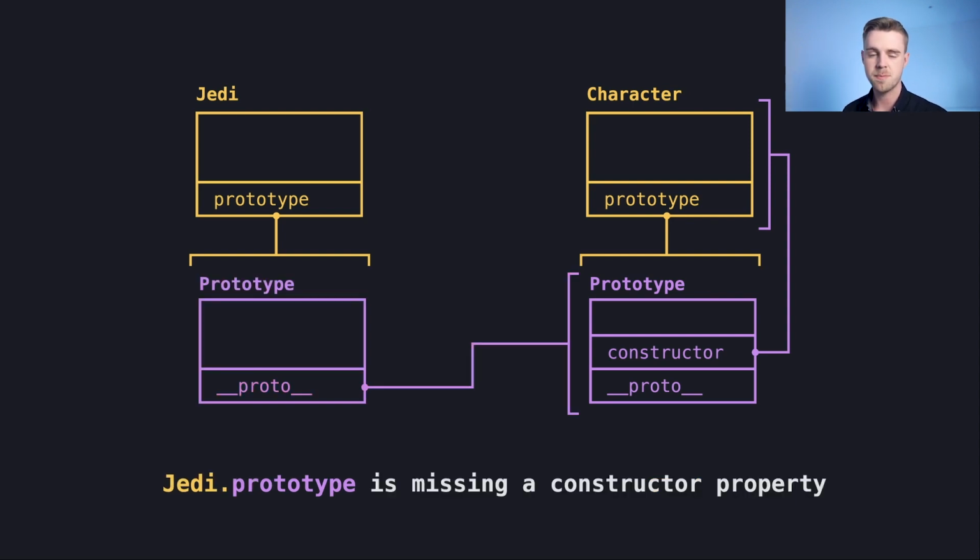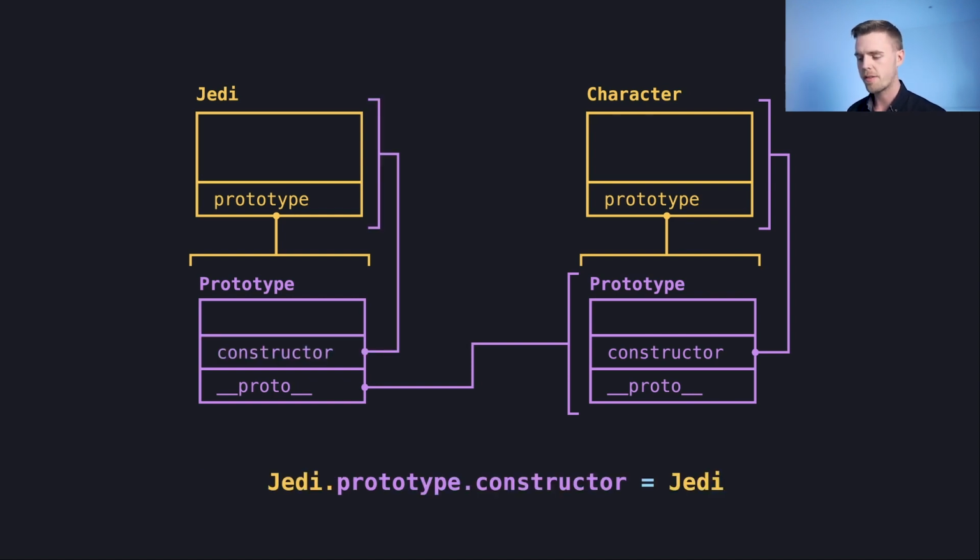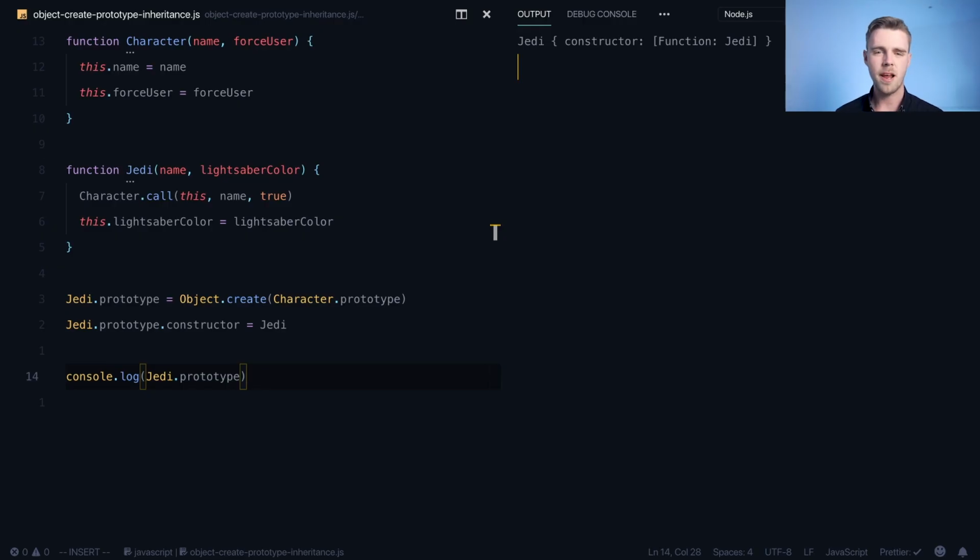Just like in the example where we're using the new keyword, we're still overriding Jedi's prototype. And that means that Jedi's prototype is missing a constructor property. So again, that's very easily fixed by saying Jedi.prototype.constructor is equal to Jedi. So as you can see, just like in the example with the new keyword, our Jedi constructor function is inheriting from the character constructor function, but Jedi's prototype object is now no longer being polluted with unnecessary properties. So I hope that this clarifies what Object.create is, what it does, and how we can potentially use it in our code.